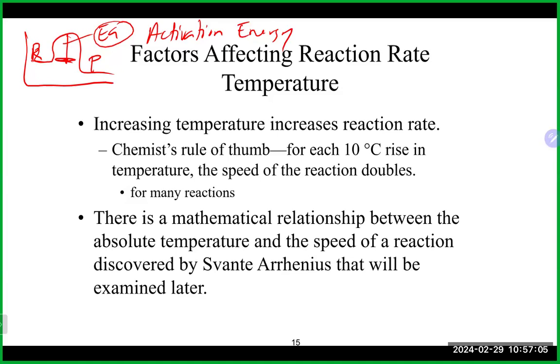We will see a specific equation later on, which is known as the Arrhenius equation, which deals with rate constant and temperature as they change. In general, a lot of times, if you just increase the reaction temperature about 10 degrees Celsius, that's enough for a lot of reactions to double the rate of it.